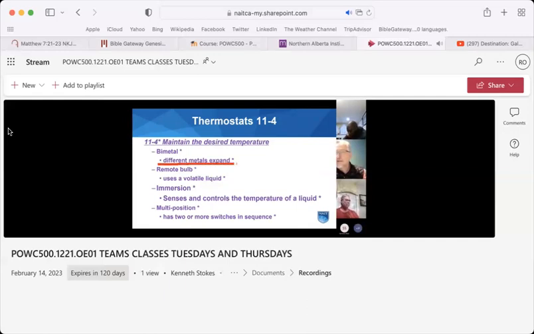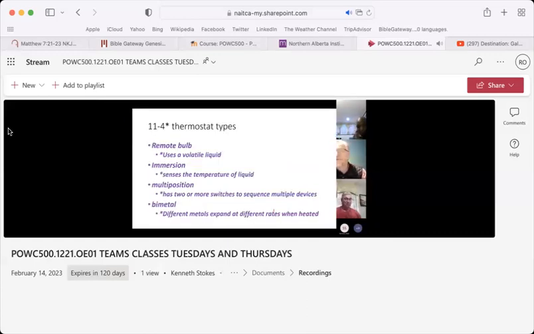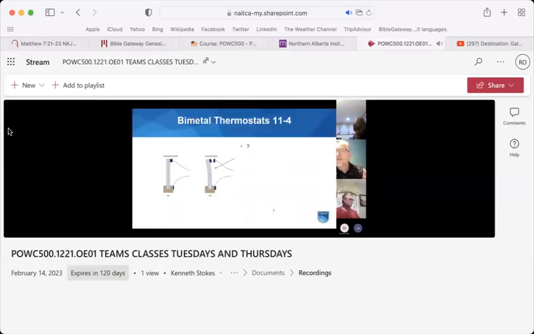Bimetal has different metals expanding and contracting to move the contacts in a bimetal thermostat. Remote bulb thermostats use some kind of volatile liquid to create the control action that we desire. If a thermostat is immersion type, it is sensing and controlling the temperature of some sort of liquid that it's immersed in or inserted in. Multi-position has two or more switches in sequence, and we will look at these one at a time.